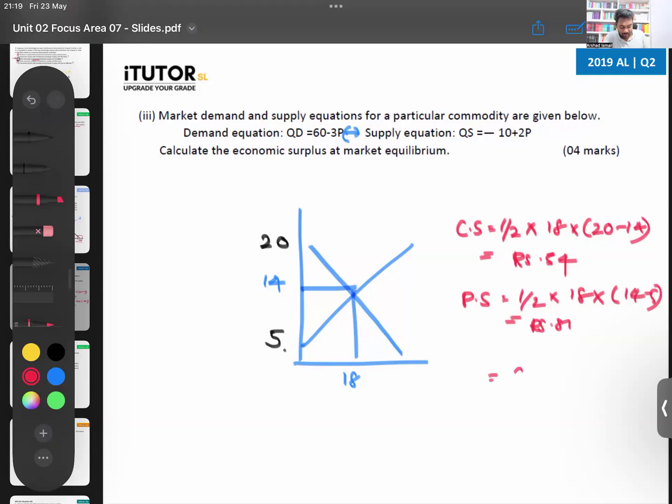Then how much is the total economic surplus? CS plus PS, 135. Those are very easy questions, almost like free marks in your paper. Here it's a rough diagram. You don't have to draw it on graph paper or anything. That's just a rough diagram for you to figure that out.